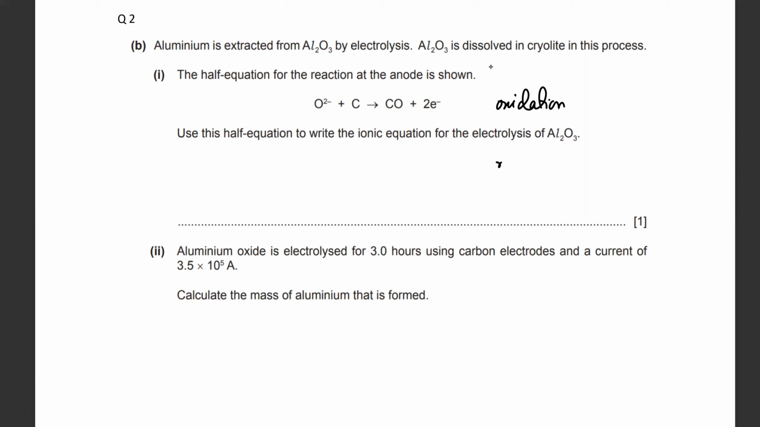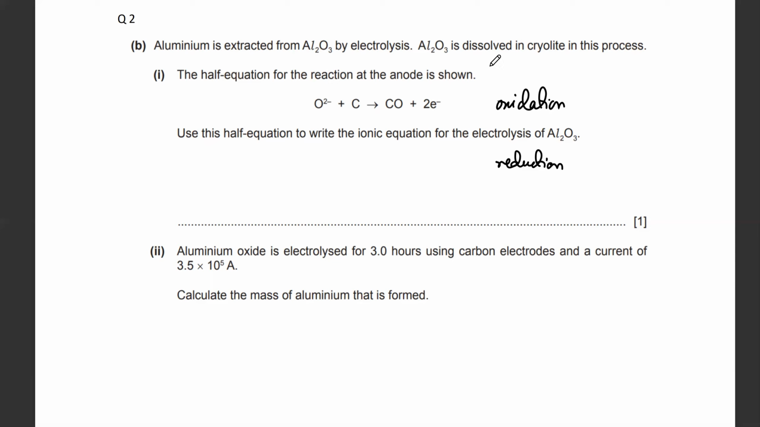So what is the reduction equation? I think this one, and he's saying use this half equation to write the ionic equation for the electrolysis. Does anyone remember what happens at the cathode?